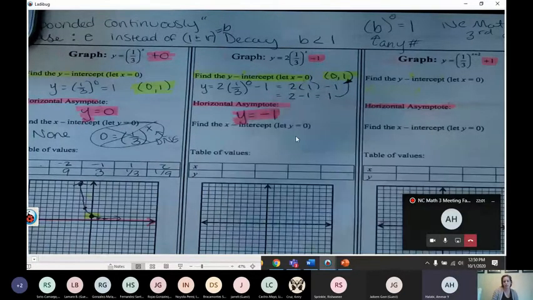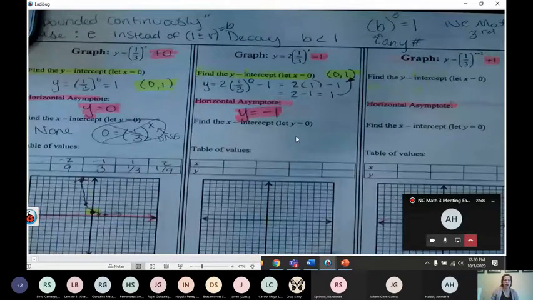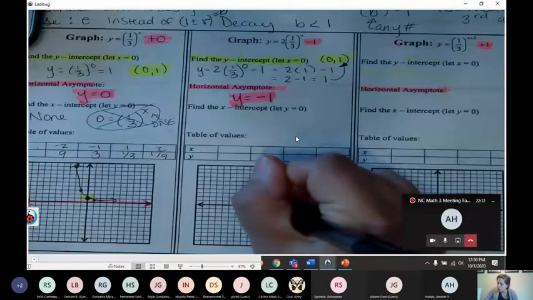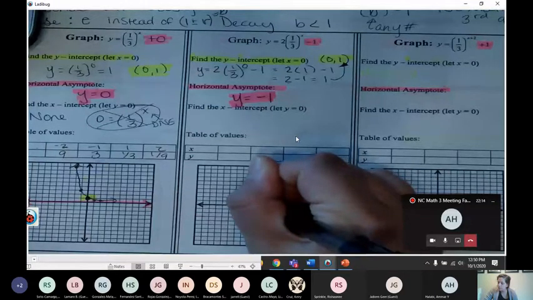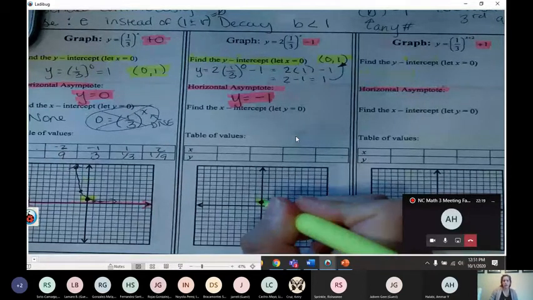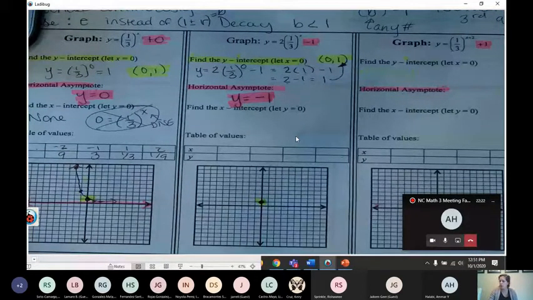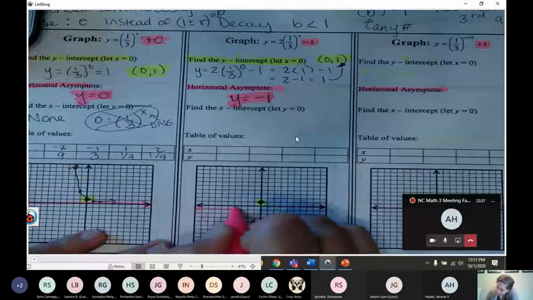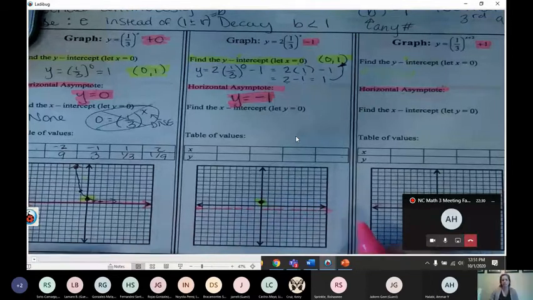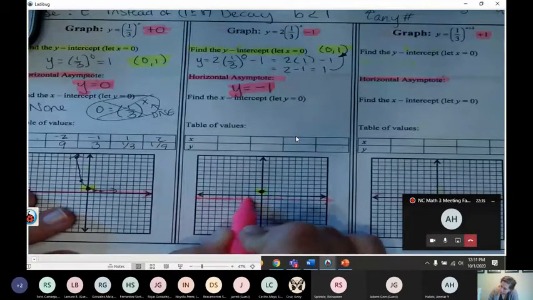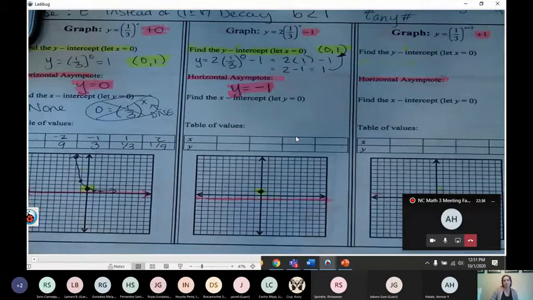No. Okay. All right. So I forgot to go ahead and plot our points, so I'm going to go back and do that. My y-intercept was at (0, 1), which is at this point right here. And my horizontal asymptote is at y equals -1, which is this horizontal line right here. It's kind of hard to see. Let me make it not dashed. Okay, so there's our horizontal asymptote.